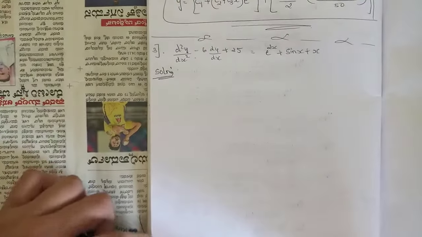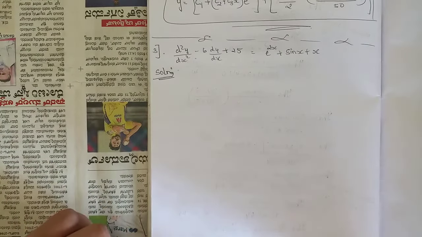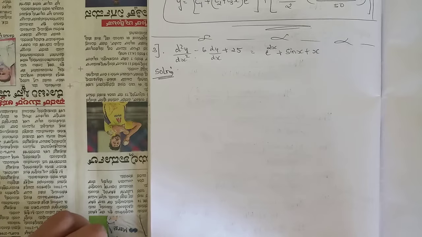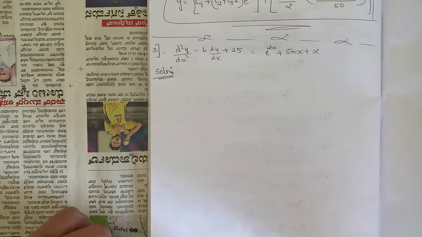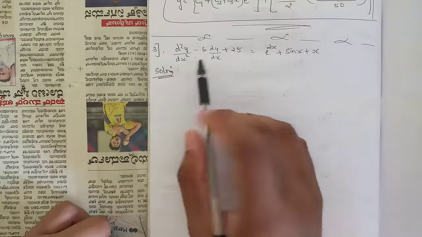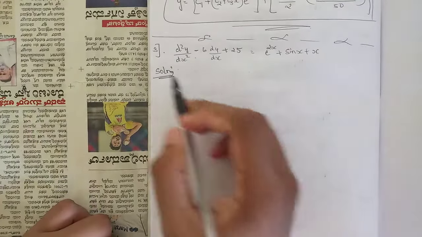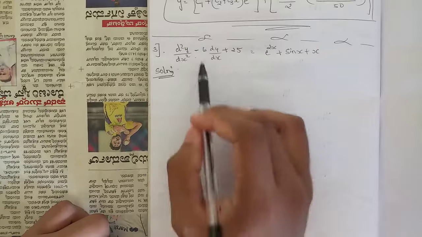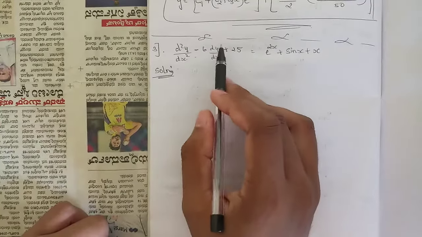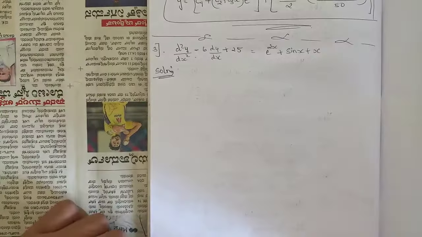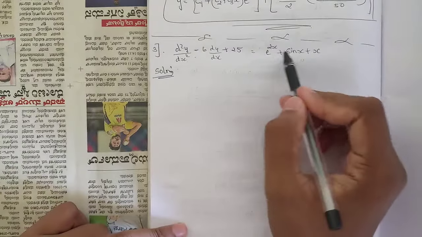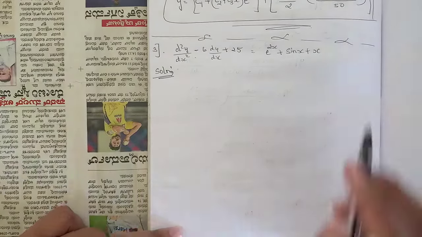So hello everyone. In our last session we had stopped with the problem of mixed type. In this session we are going to solve two problems of mixed type. The question goes like this: d square y by dx square minus 6 into dy by dx plus 25 y is equal to e power 2x plus sin x plus x.